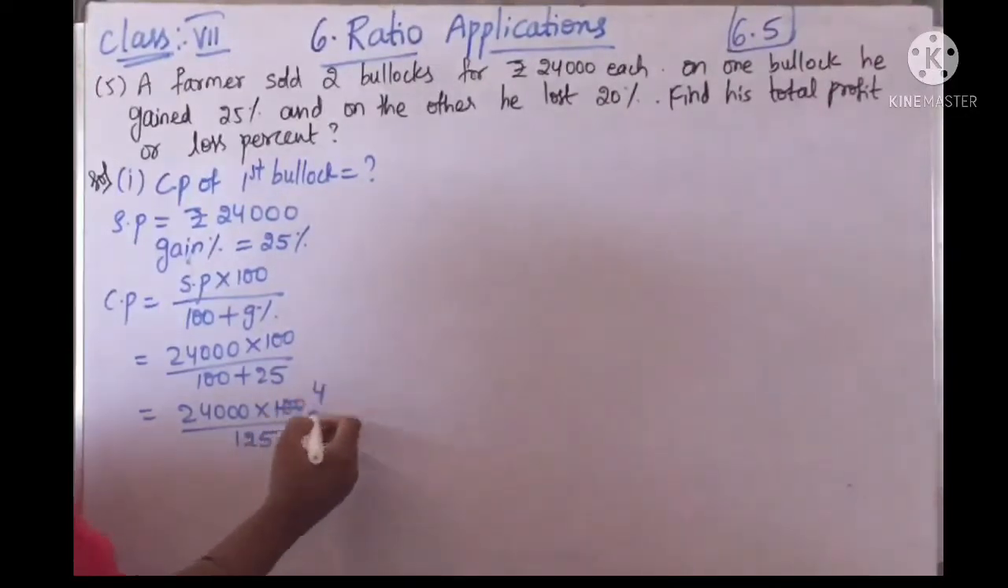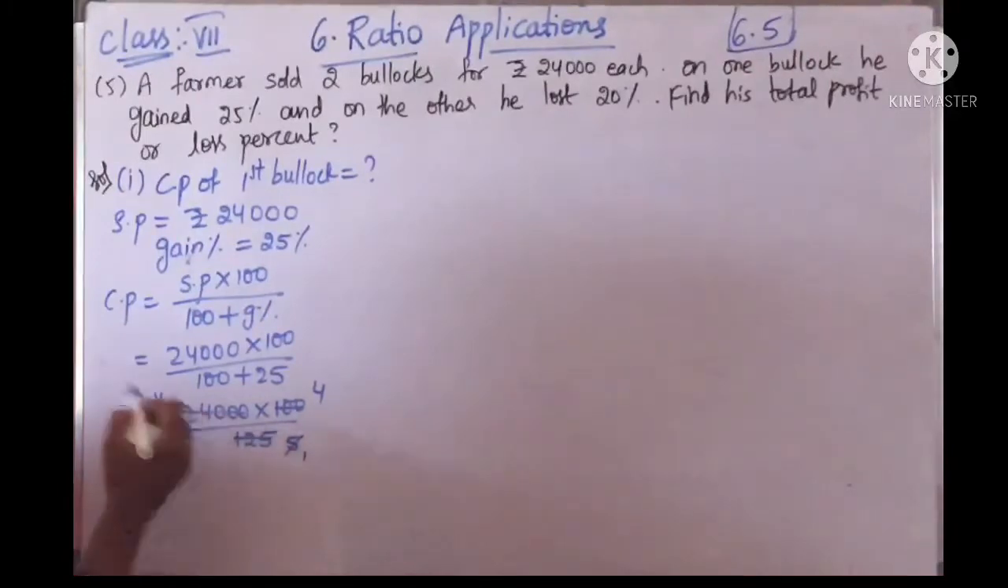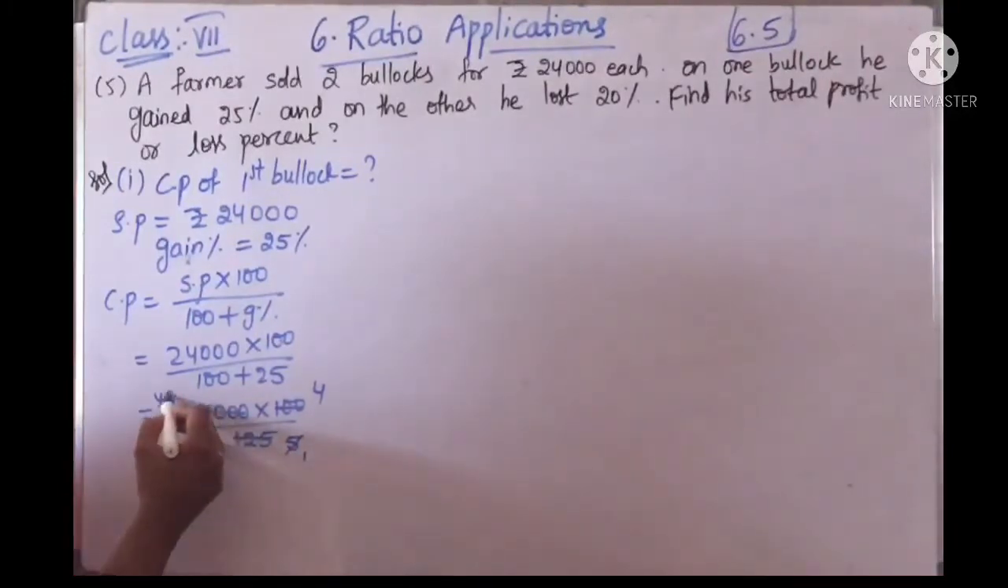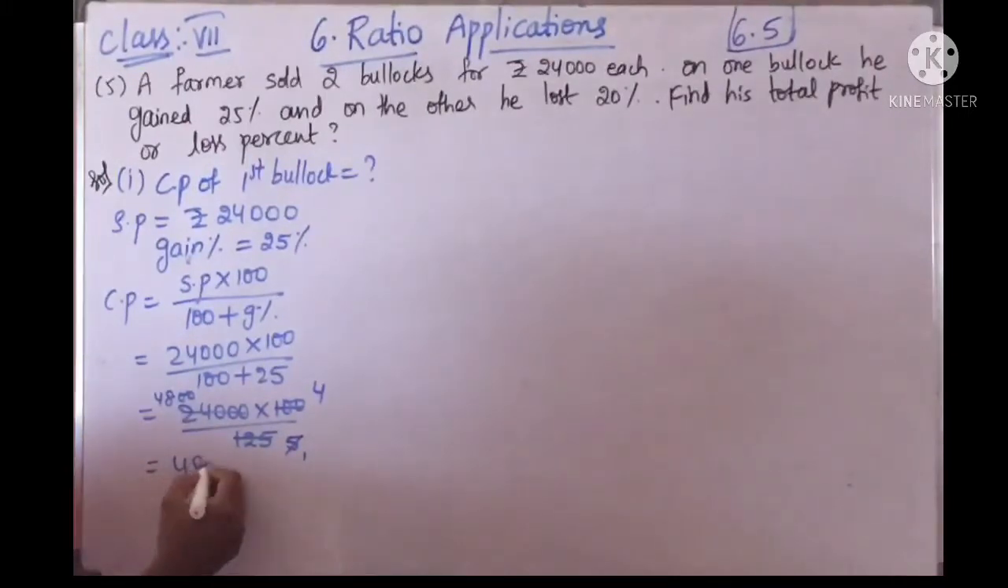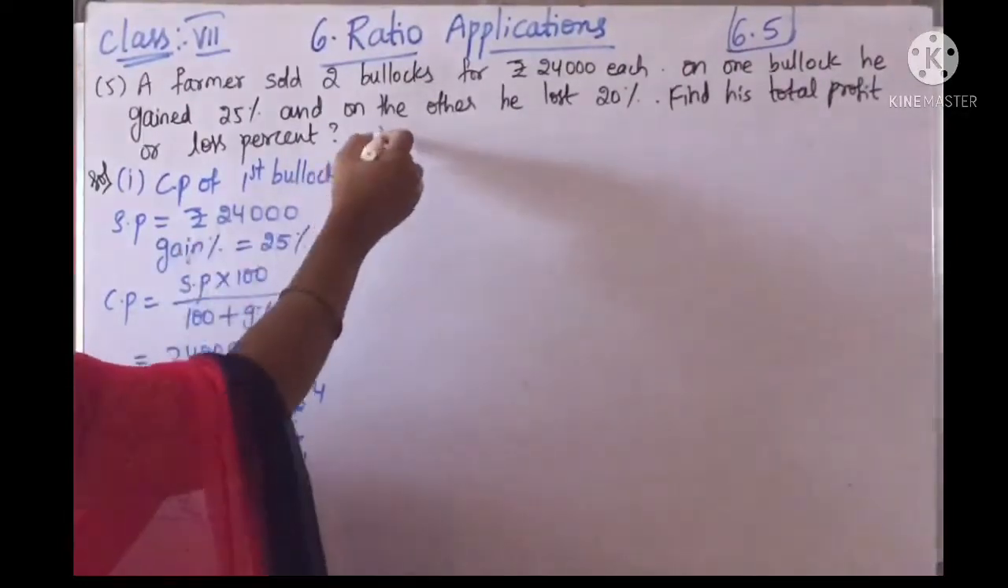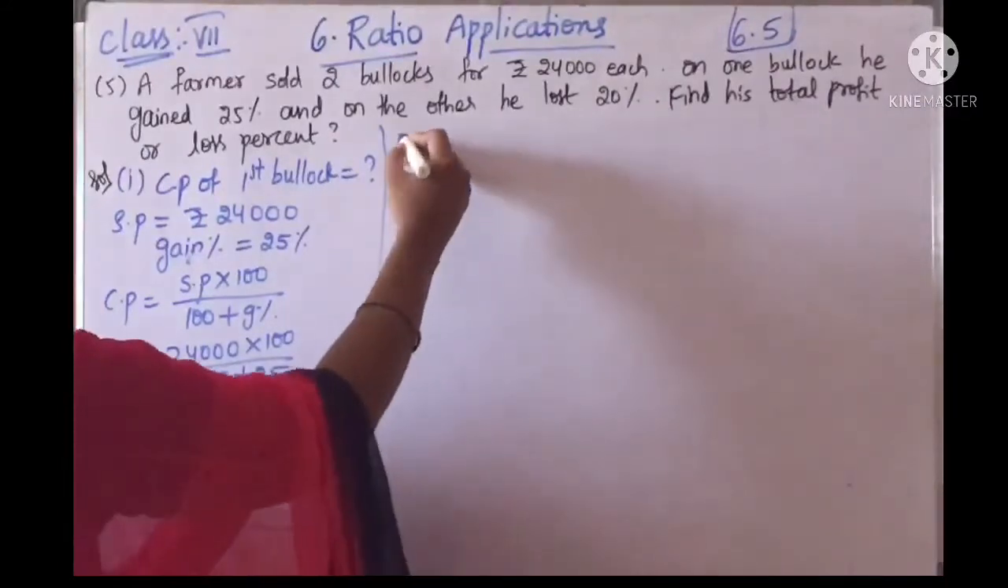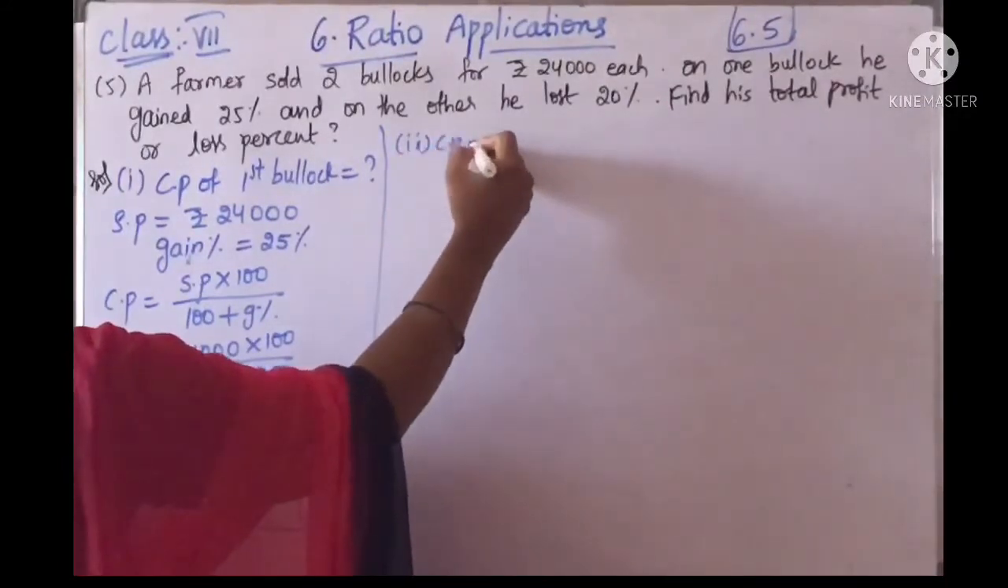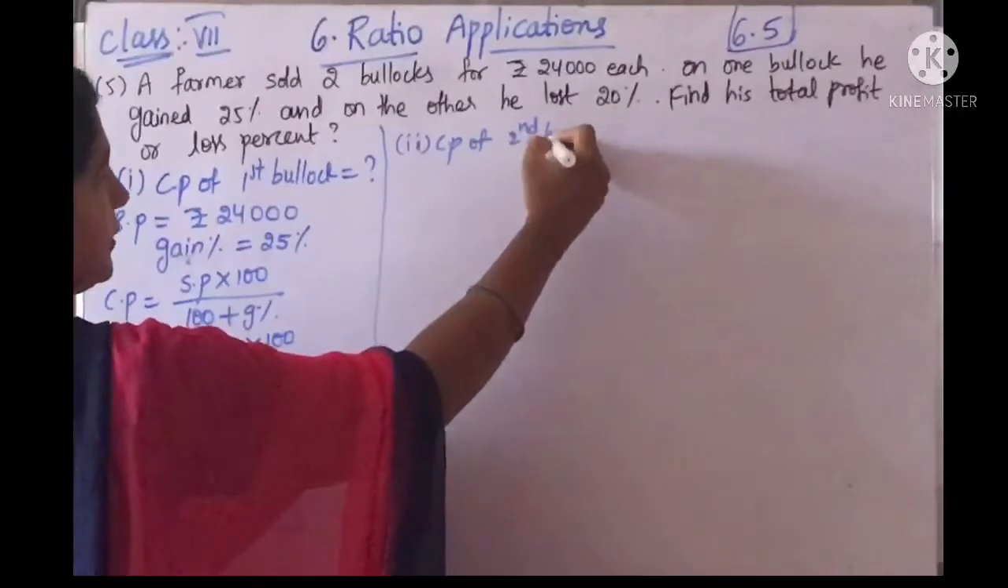Okay. So 25 fours are 100. Next, 5 ones are how much? 5 fours are 20. So 4800 into 4. How much will you get? 19,200. So the CP of the first bullock is 19,200. Okay children.